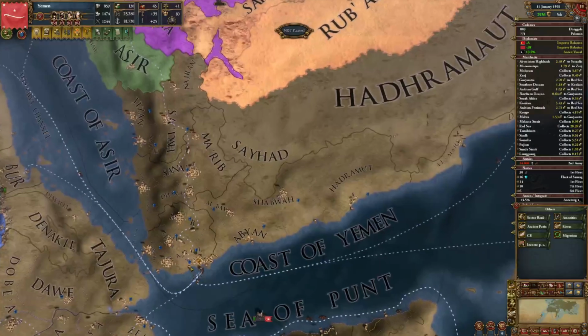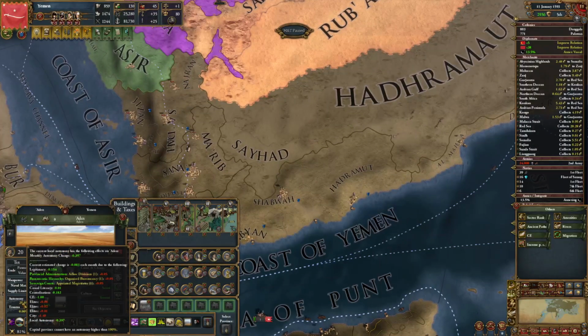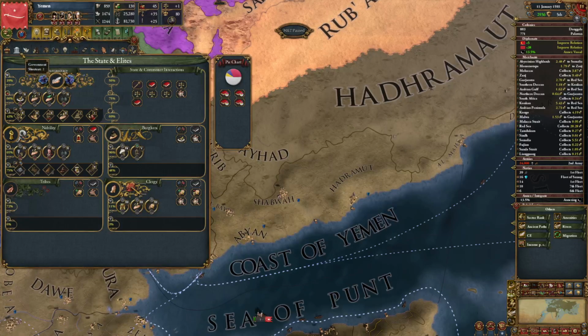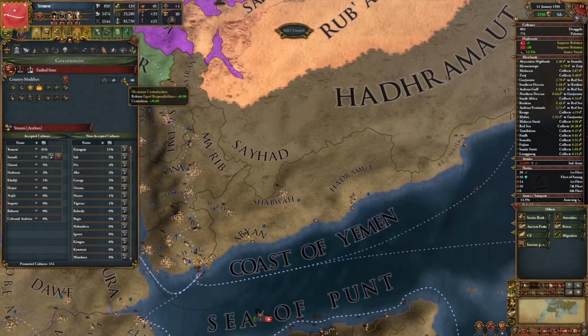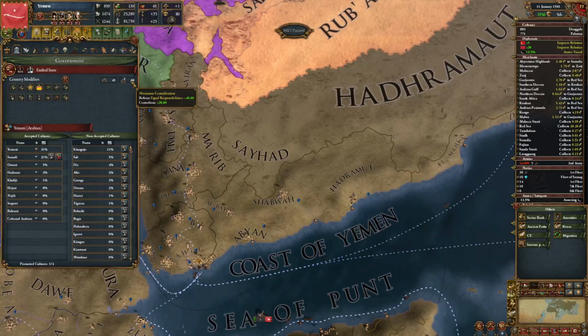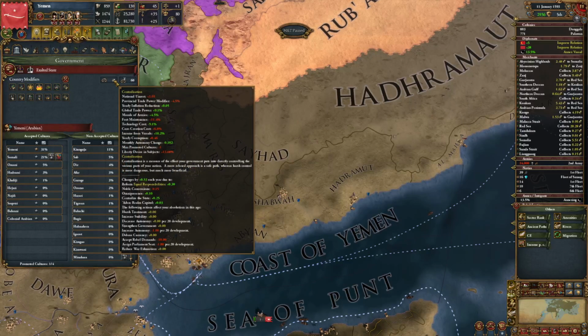Now, the next value here is centralization. That's also something you can manage relatively easily. It's a value here in the government tab, and you have here the centralization. So for example, my centralization is still going up to the maximum of 60. And this leads to basically a multitude of modifiers.